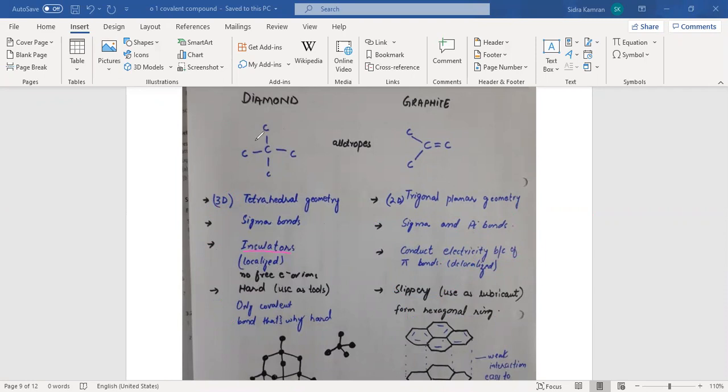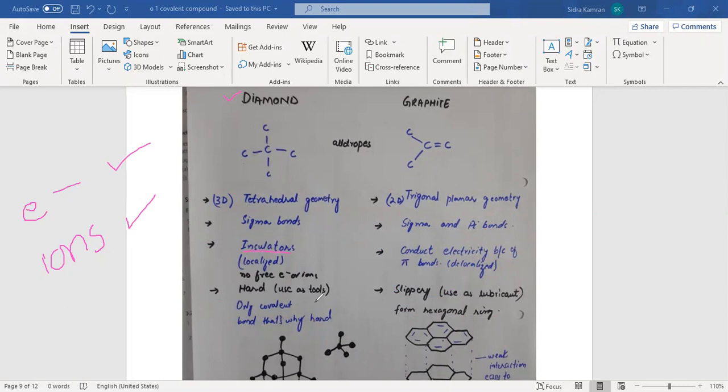Why does diamond not conduct electricity? Because diamond does not have free electrons or ions. For the conduction of electricity, it is important that the material has free ions or can make ions. But diamond does not have this property. Diamond does not have any free electrons or ions in its structure.